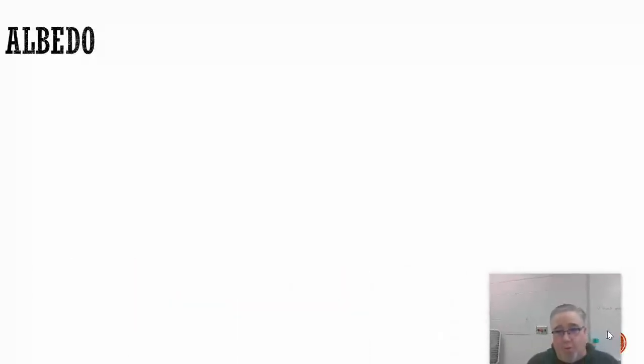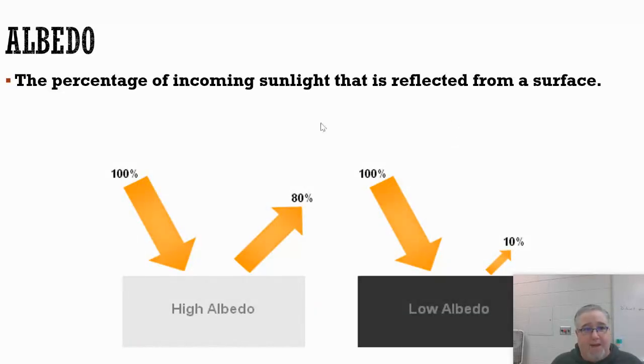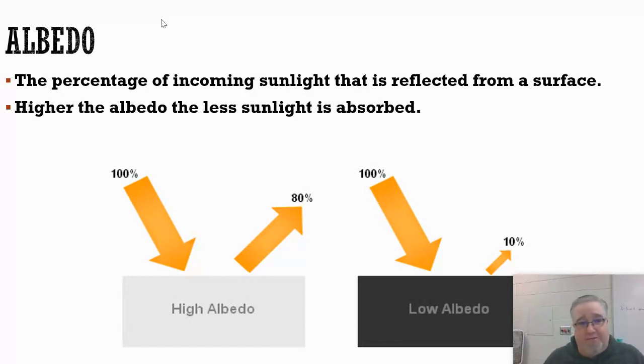All right, I want to go back to albedo real quick. Albedo, again, is kind of a measurement. It's a percentage of how much sunlight is being absorbed by a surface. It says here it's the percentage of incoming sunlight that's reflected, or we can look at it as absorbed, I guess, from a surface. So let's say, for example, that we have a kind of light colored surface. Let's say we have snow cover, right? Snow cover is kind of whitish, right? So if sunlight hits that surface, how much of that sunlight is going to be absorbed and how much of it's going to be reflected?